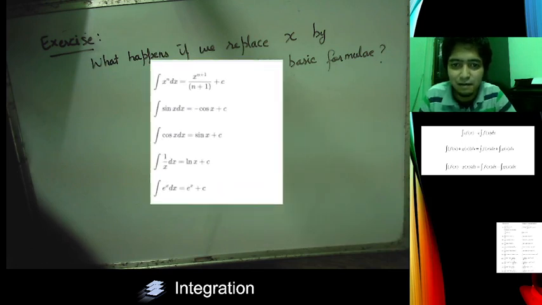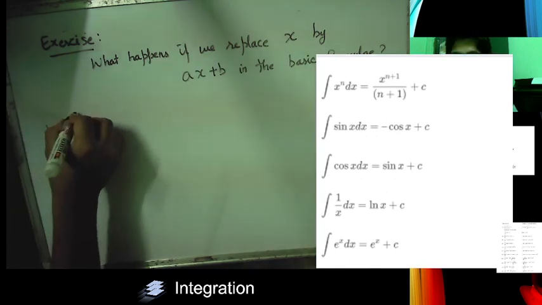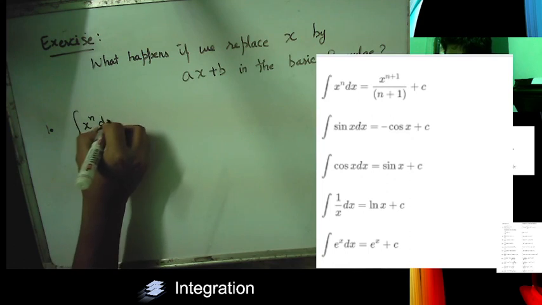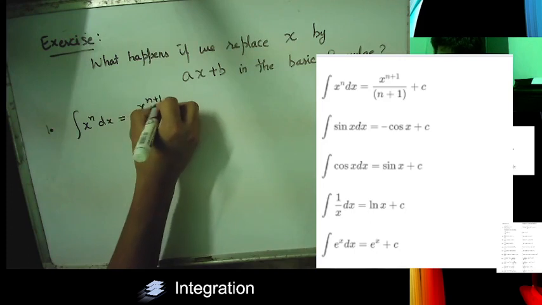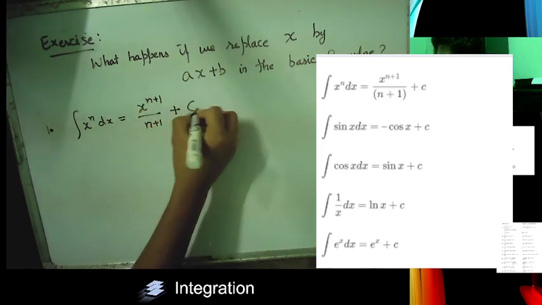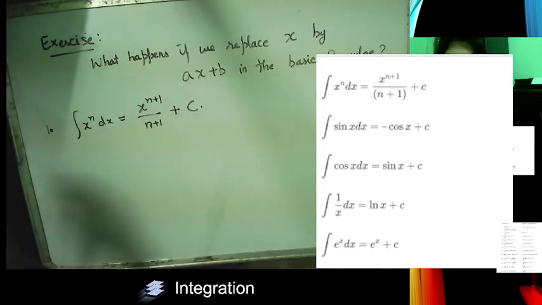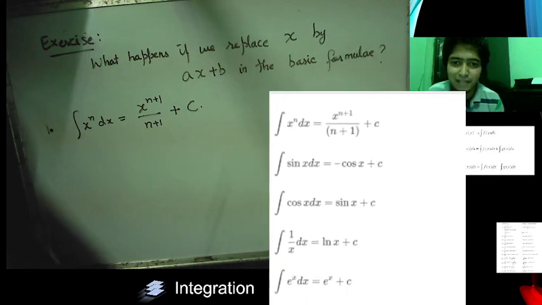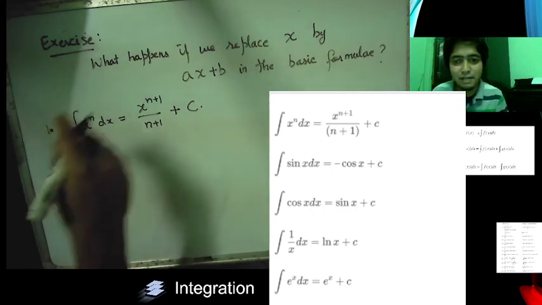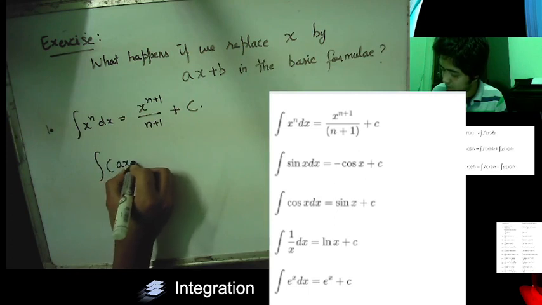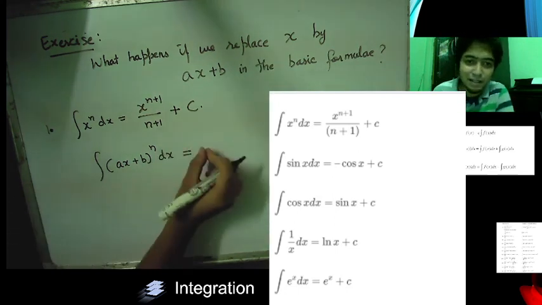So we are having those formulas. Number one, integration x^n dx. I'm just writing the formula again: x power n plus 1 divided by n plus 1 plus c. But what happens if we replace x by ax plus b? Of course, we will be getting a new formula, but you have to be very careful. Instead of x, I replace it by ax plus b, power n, dx.